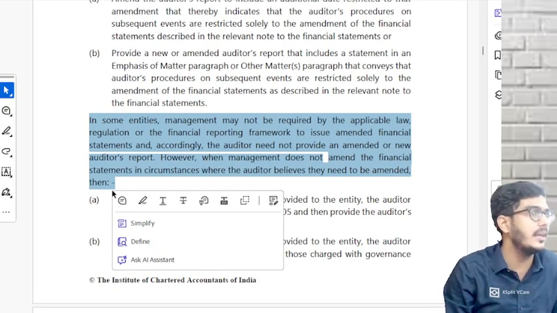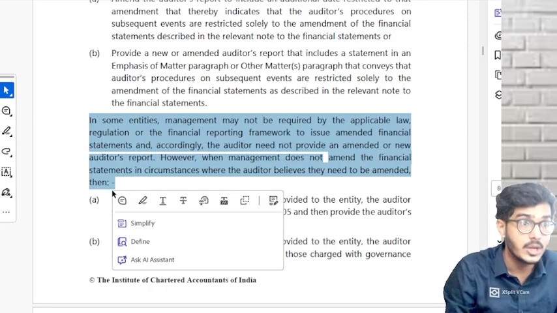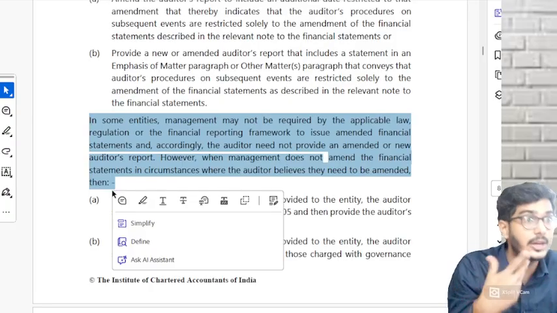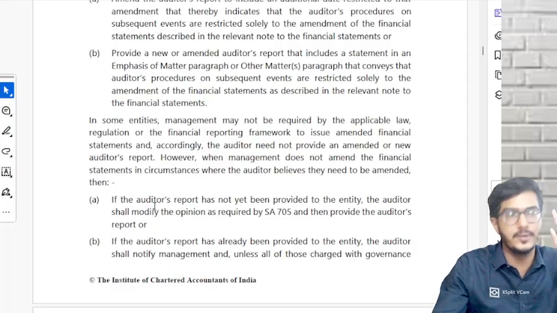But the management says, I will not amend the FS. But you know that the amendment is very much required. Now, you will get caught. You'll be negligent for it. In that case, two options are there.